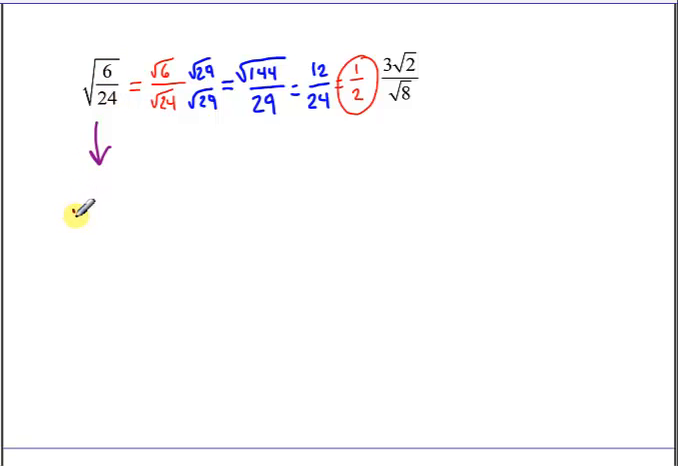So it's still under a square root, but can't I divide 6 and 24 both by something? Yeah, I can divide them both by 6. So let's reduce that down. 6 goes into 6 once, and 24 divided by 6 is 4. Now let me split those square roots up. So it's square root of 1 and square root of 4.